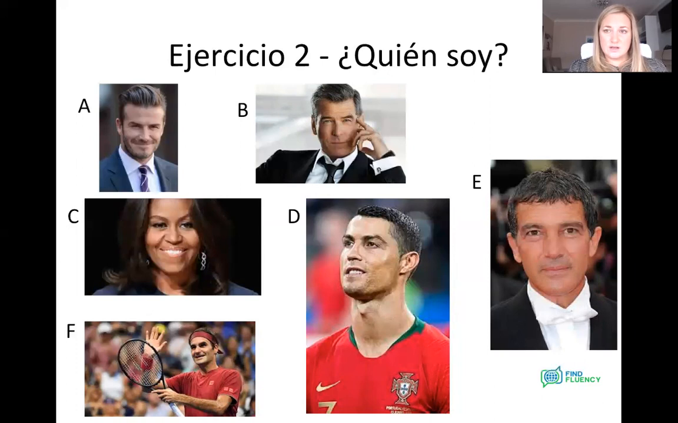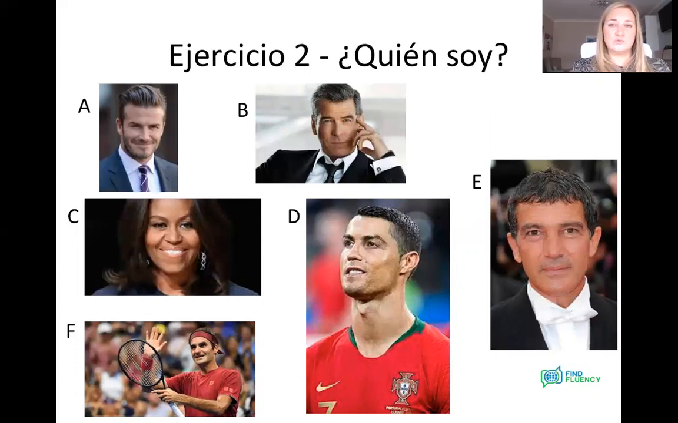Okay? Right, so for example, if I said number 1, soy de España, you would write letter E because it's Antonio Banderas, who is from Spain. So you would just write letter E. So for each number here, 1 to 6, you're just going to write a letter beside it for the correct person where they're from. Okay? Okay, empezamos. Ready to start.